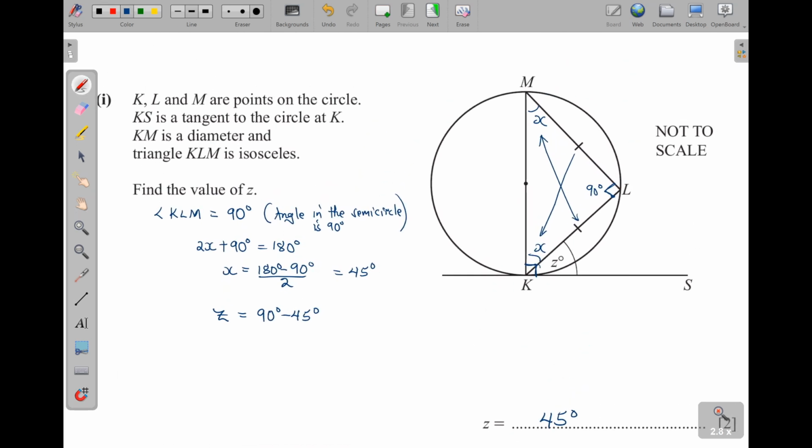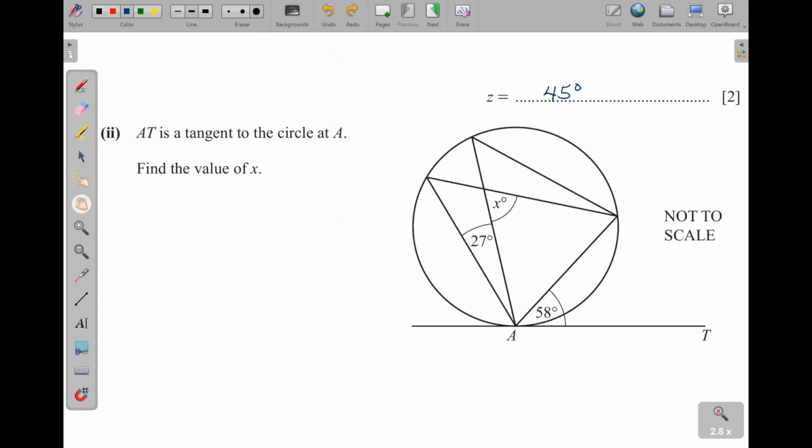Okay, so these diagrams, they always put "not to scale". Meaning that when you put your protractor to measure, the angle you're going to get is not necessarily what is written there. That's what it means. It's not to scale.